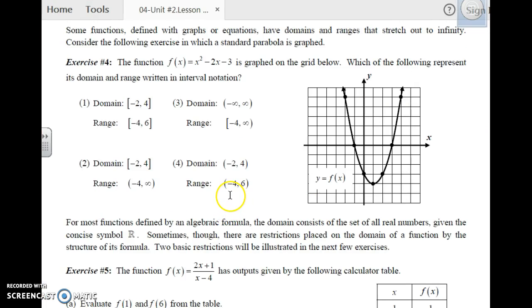Now, you can have functions that have domains and ranges that stretch out to infinity. All right, so look at this exercise right here. This function is f of x equals x squared minus 2x minus 3. It's graphed in the grid. Now, based on what we know about domain and range, see if you can answer that question. We'll come back to this and go over it during class the next day.